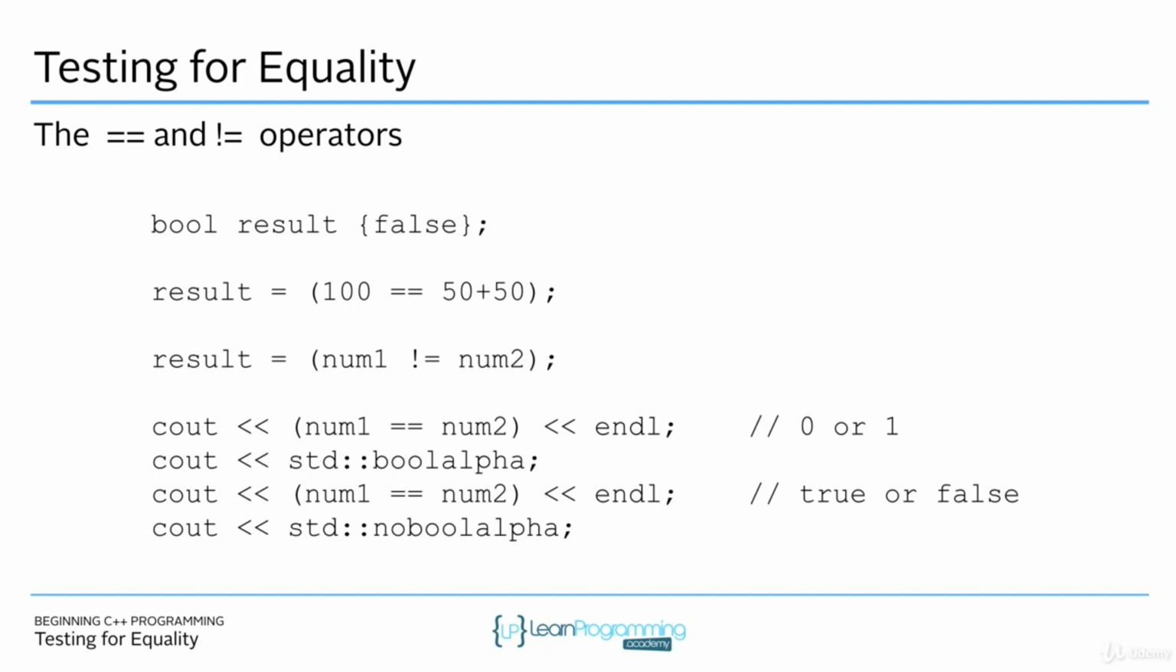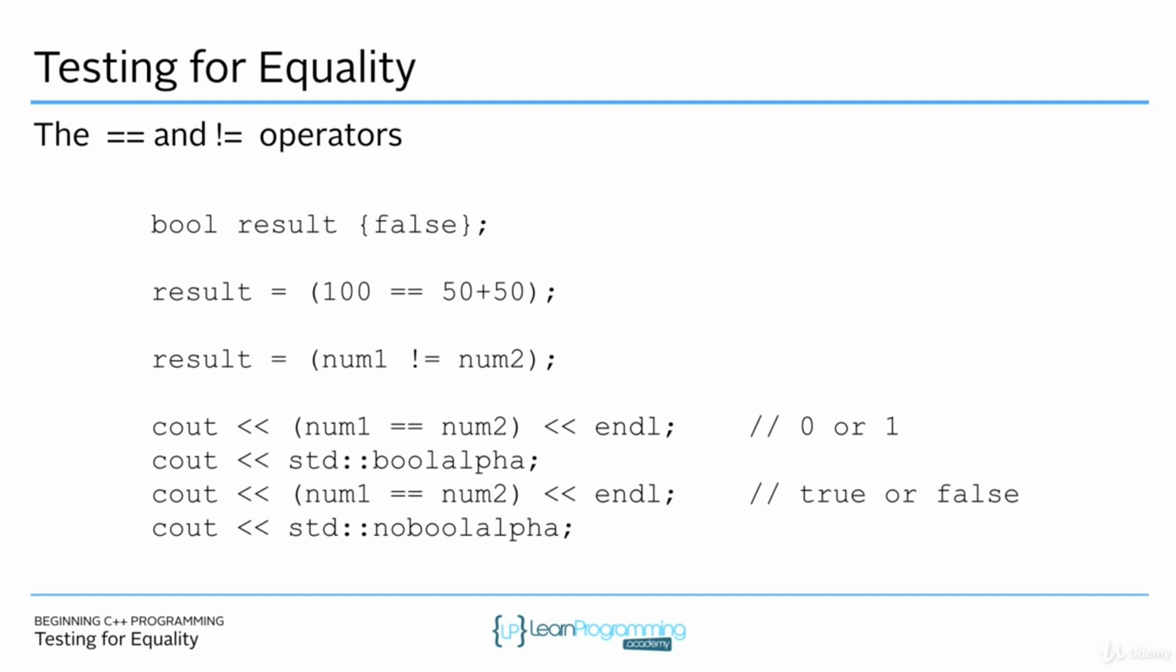In the first output statement, we're comparing num1 and num2, and we're displaying 1 if they're equal or 0 if they're not equal. Sometimes it's handy to display the words true and false rather than 1 and 0 in the output statements. We can do that using the bool alpha stream manipulator. Bool alpha and no bool alpha are located in the standard namespace. Once you use them, all Boolean output to the stream will result in the words true and false being displayed. That can be pretty handy. If you want to go back to the default of 0 and 1, just use no bool alpha.